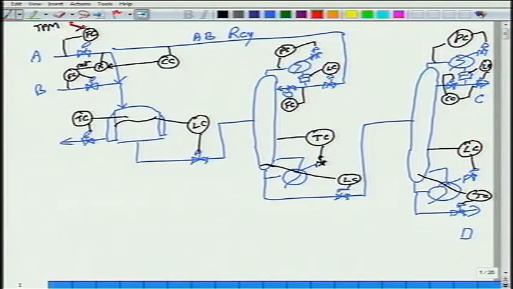Degrees of freedom, I repeat: 1, 2, 3, 4, 5, 6, 7, 8. These are the 8 things that the operator would specify to run the process. These are the 8 steady state degrees of freedom.